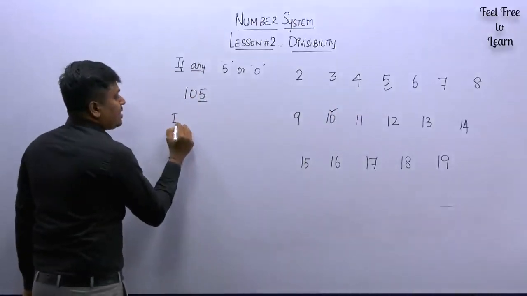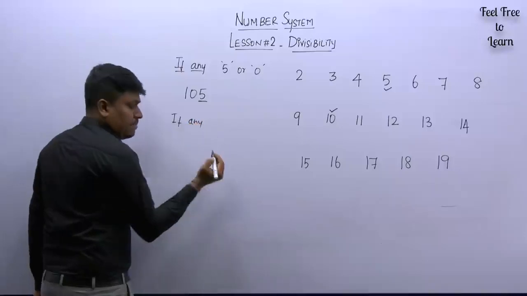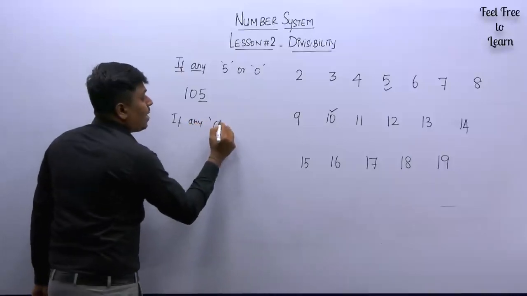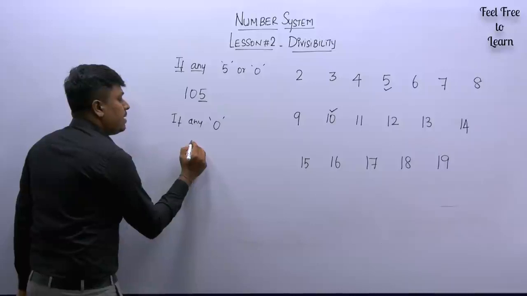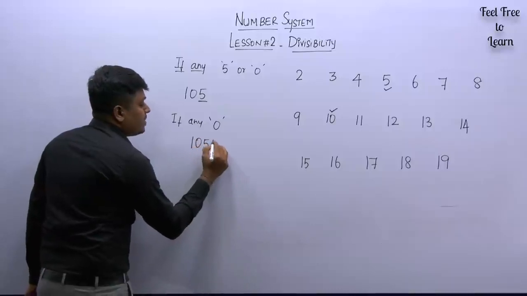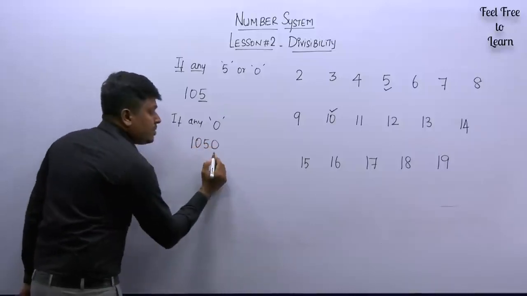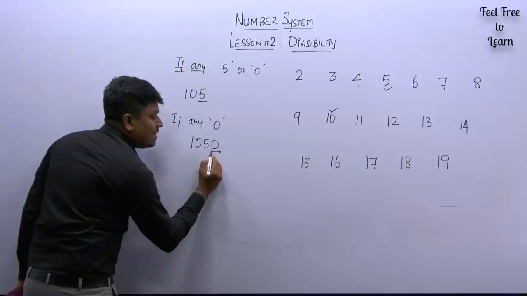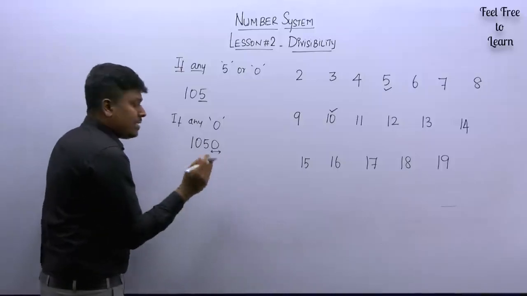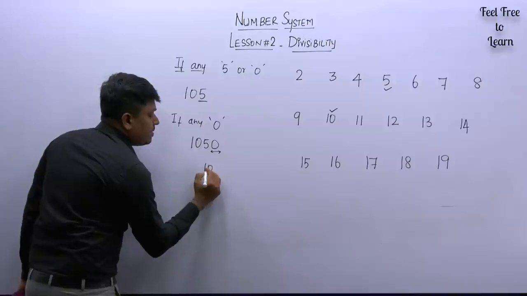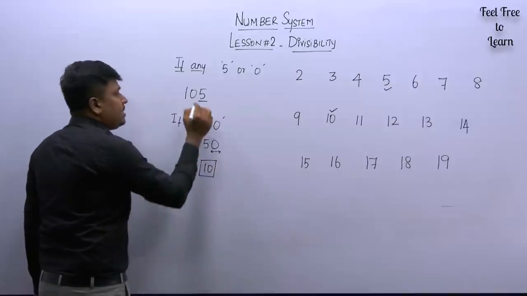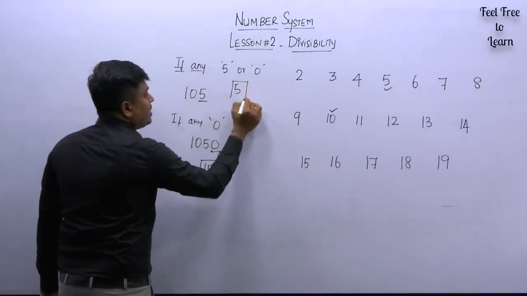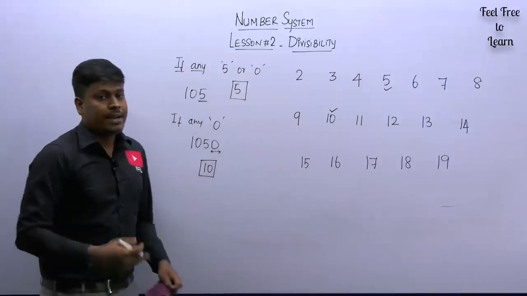Similarly, if the last digit of any given number is 0, for example, we can say 1050, here you can see the last digit is 0, then definitely you can say that this number will be divisible by 10. Got it? Easy or not, right? So this is the divisibility rule of 5 and 10.